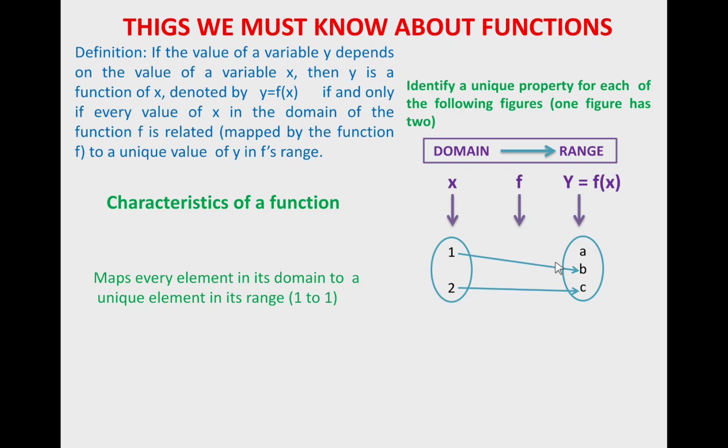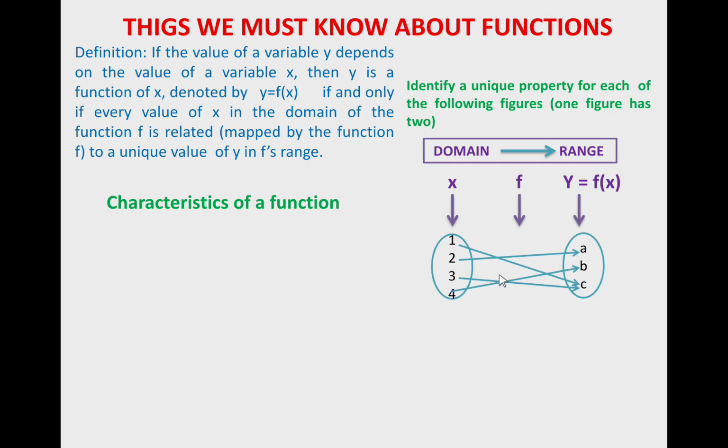Let's take a look at another function. Let's suppose that we have this function. Now we can observe that the domain has four elements. Also, a is now mapped to by a member of the domain. So let's take a look. Is this mapping one-to-one? We can see that 1 is mapped to c and 3 is mapped to c. So two elements from the domain are mapped to the same element in the range. So this is not a one-to-one mapping.